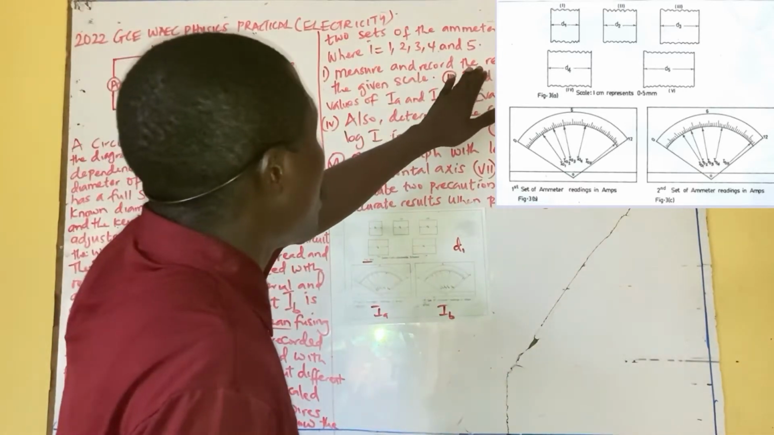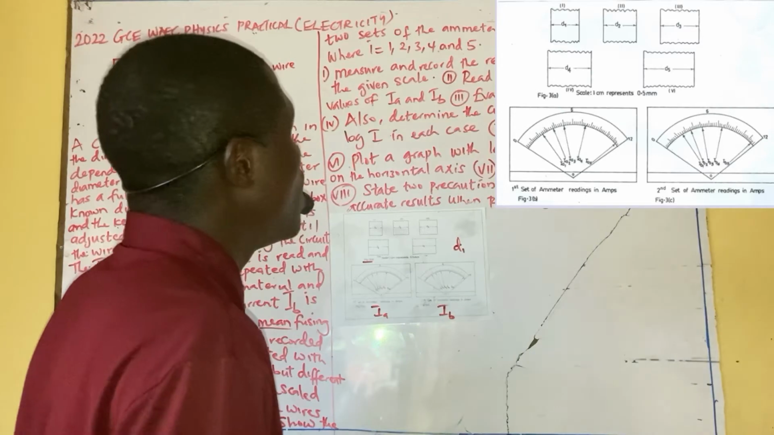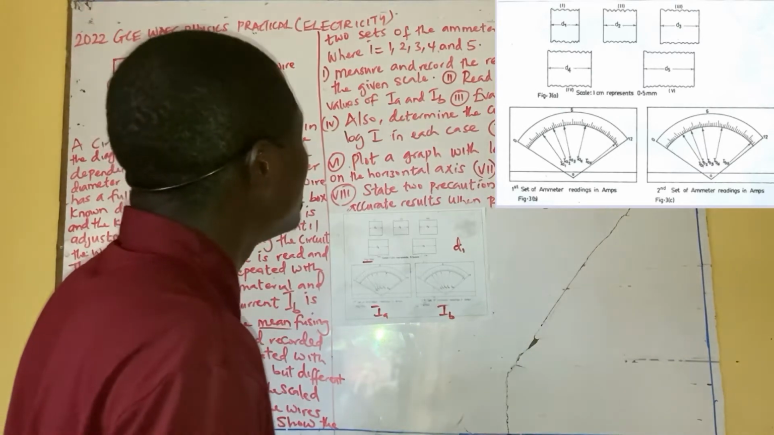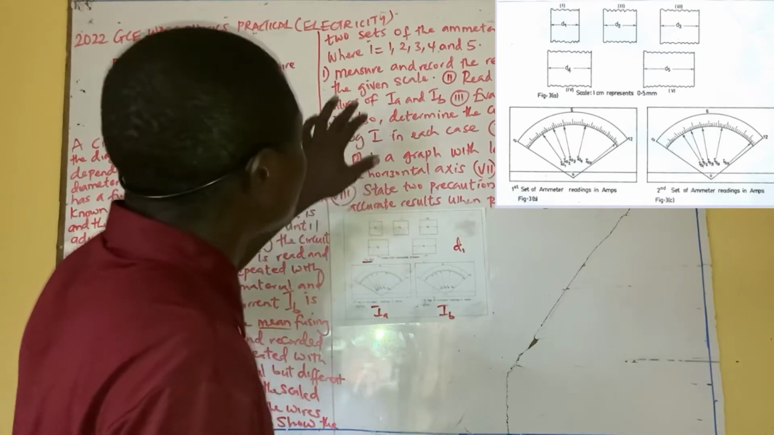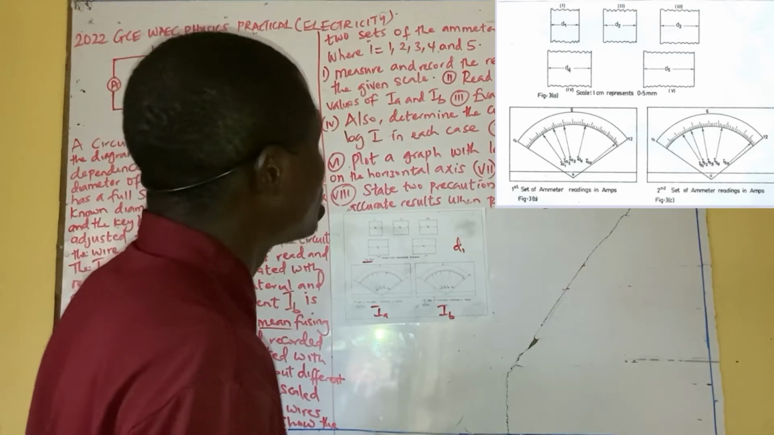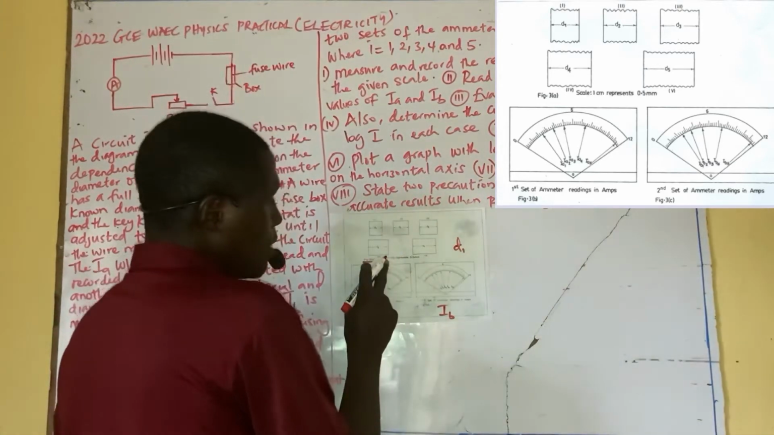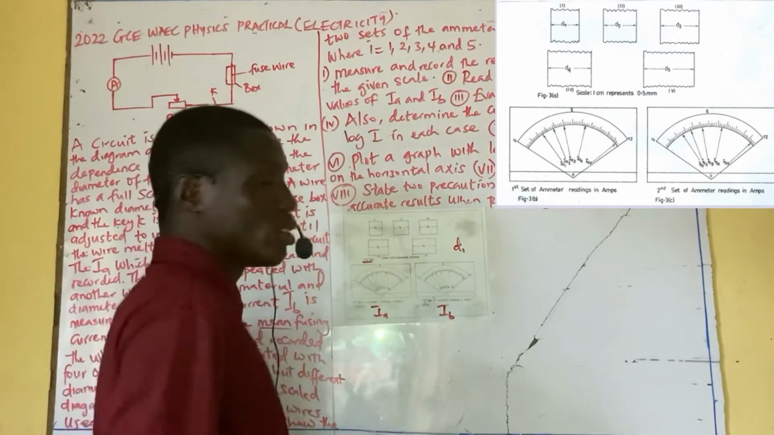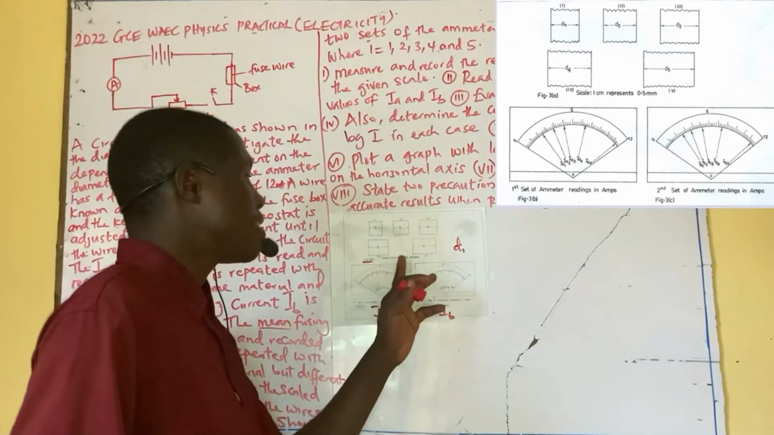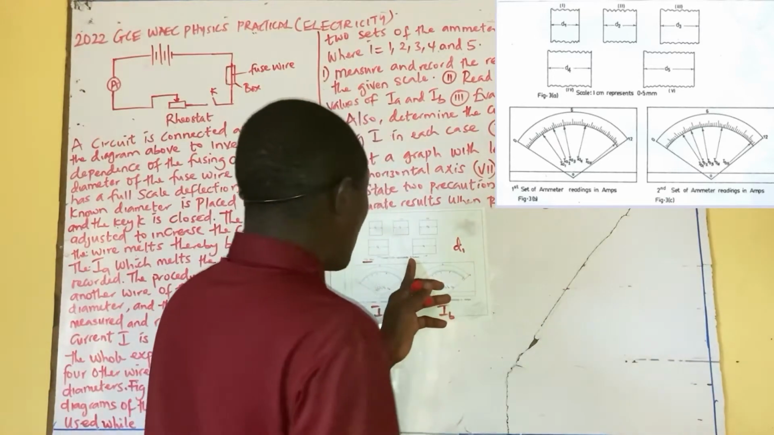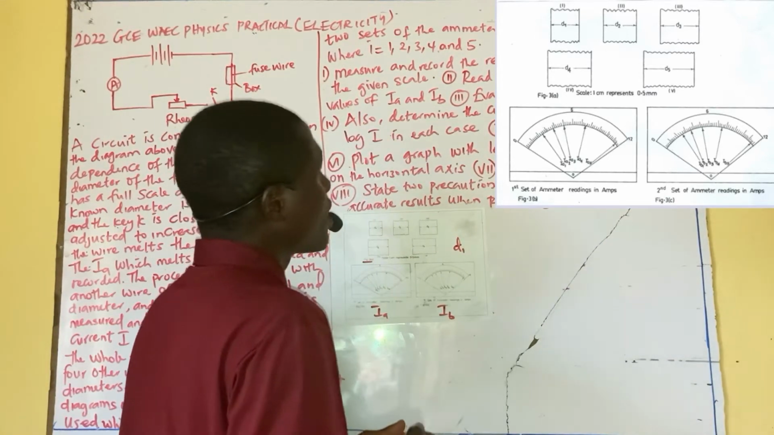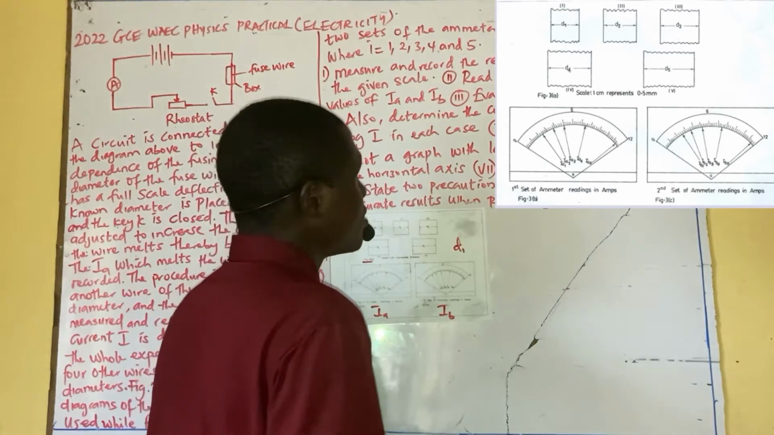Measure and record the real diameter of the wire using the given scale. We have to measure the diameter of the wires using the scale. We see it on the screen: the scale says 1 centimeter represents 0.25 millimeter. And we are going to use this scale to get the real value of the diameter of the wire.